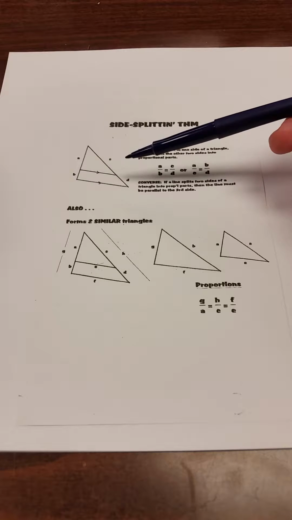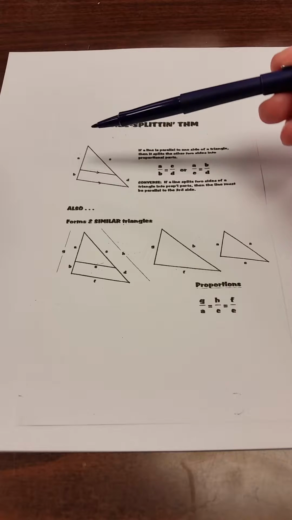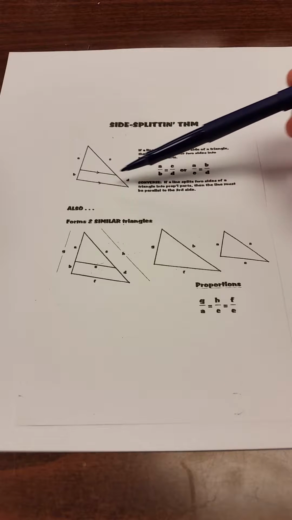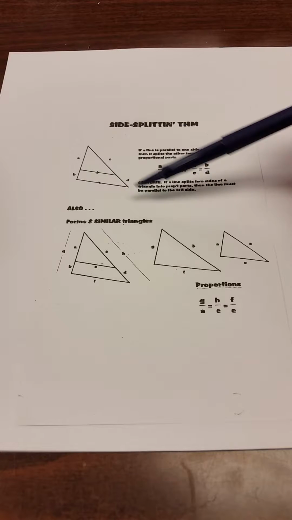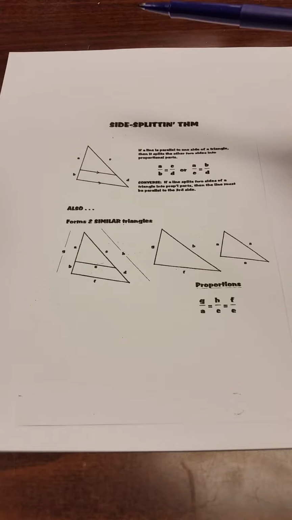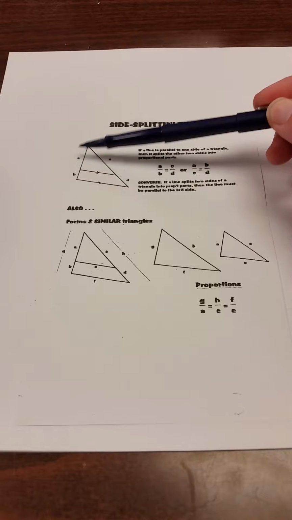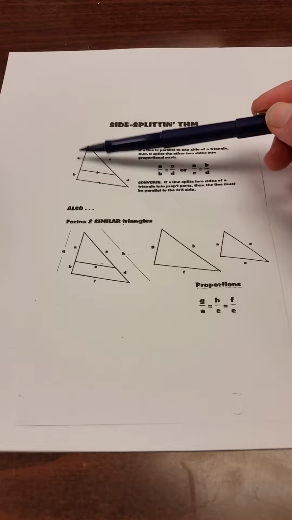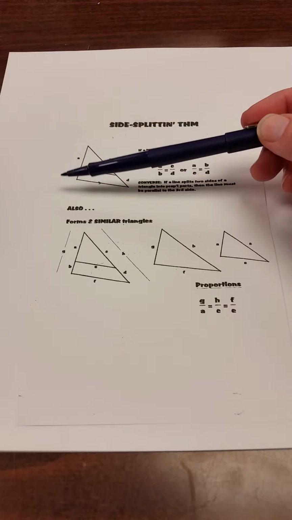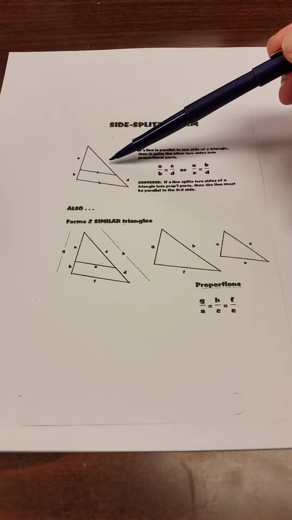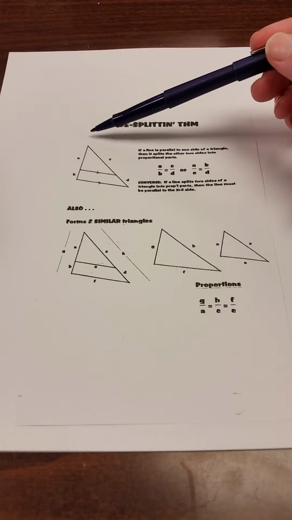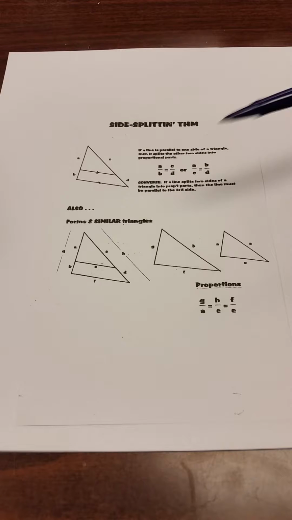You've seen this picture a lot in some of the similar triangles problems we've done, where you have a small triangle here and then a big triangle here. And the way we did it before was that the left side of the small triangle compares to the left side of the big triangle. The right side of the small triangle compares to the whole right side of the big triangle.